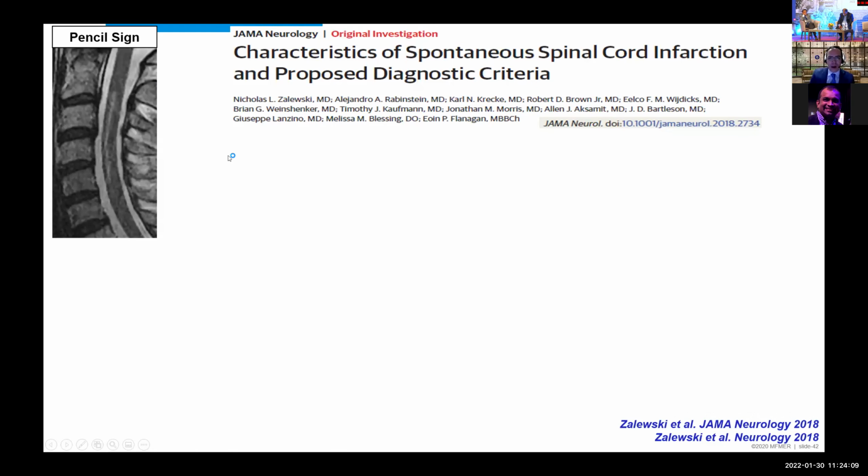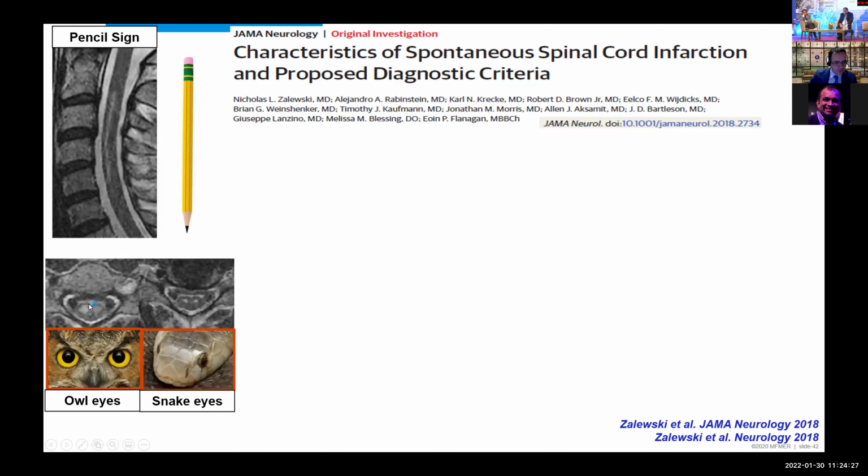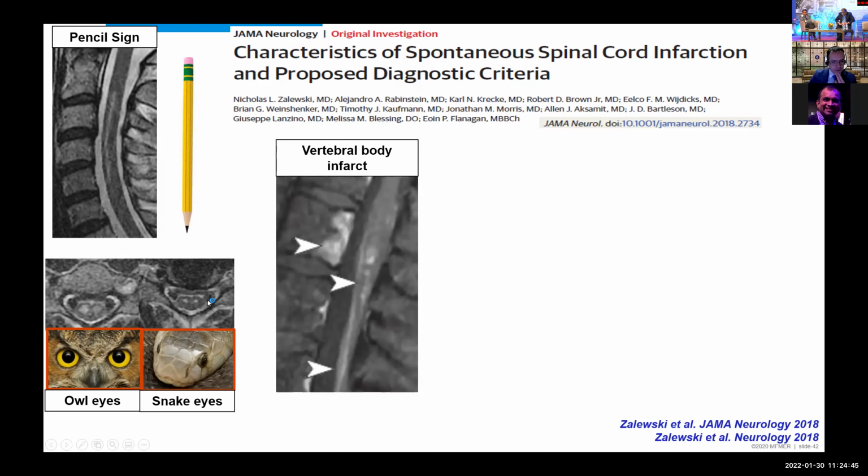Another disorder that is commonly mistaken for transverse myelitis is spinal cord infarction. And sometimes with spinal cord infarction, you can see this pencil sign, where you see this linear signal abnormality within the anterior surface of the cord here on sagittal images. And on axial images, you'll often see this owl-eye pattern, where the anterior horn cells, which are the most vulnerable to ischemia, light up brightly on T2-weighted images. Sometimes, in the same patient, it looked like an owl, and then later looked like a snake eye appearance from that selective vulnerability of the anterior horn cells.